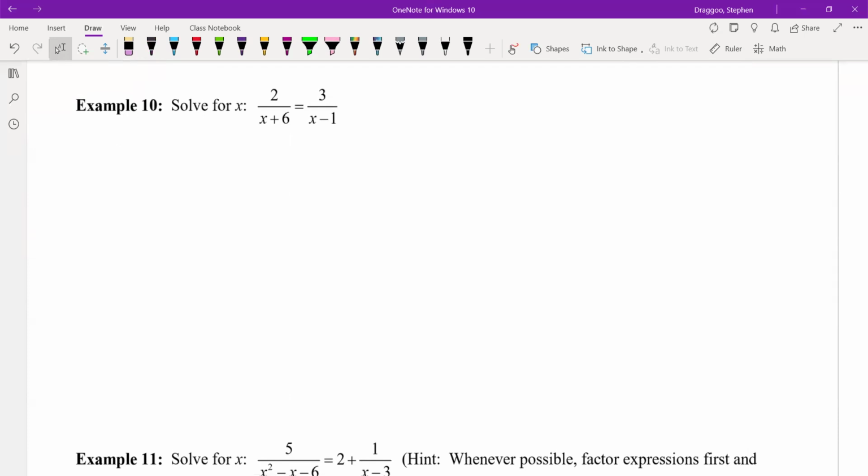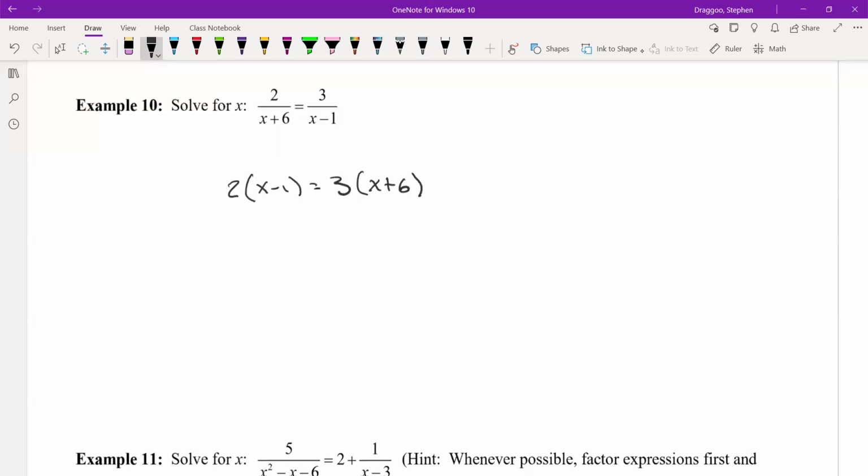Let's try another one. Solving this thing for x, I want to clear my denominator. It's going to be almost the same. I think this is going to be exactly the same as cross multiplying. So what I might notice is that if I just cross multiply these two things, I'll get 2 times x minus 1 equal to 3 times x plus 6. That would be our cross multiplication.